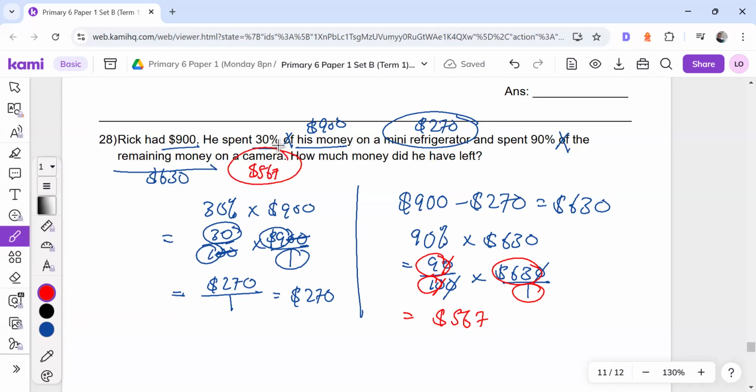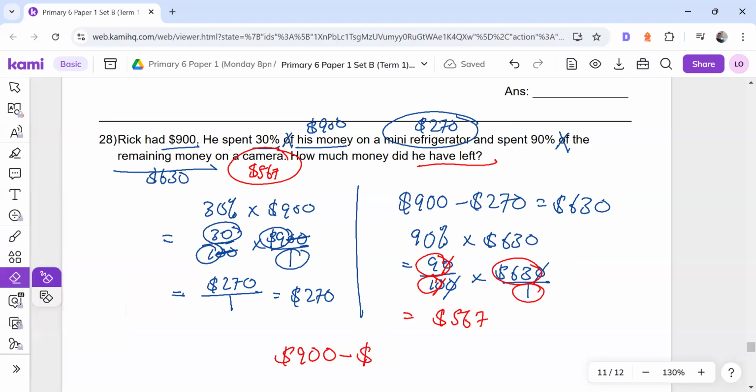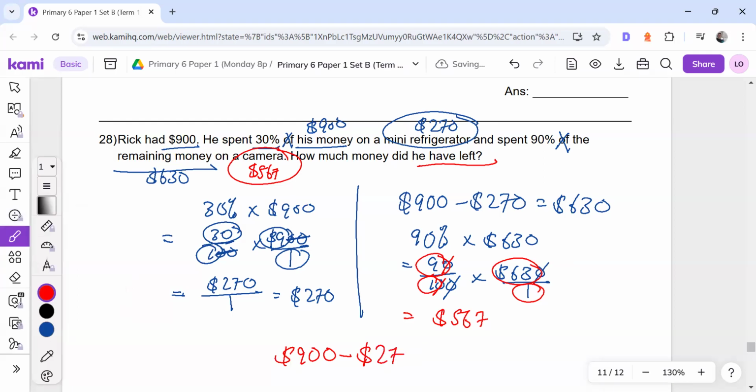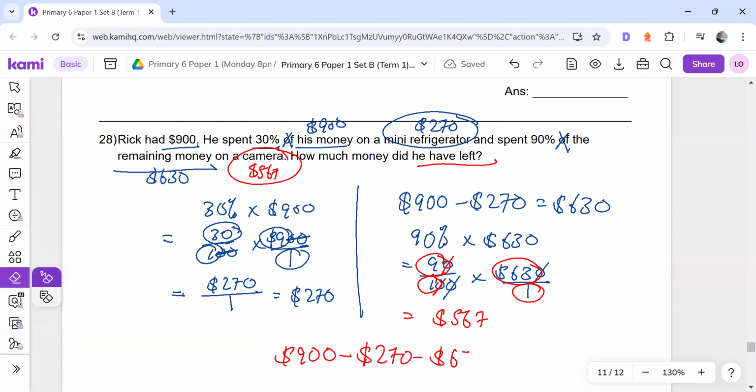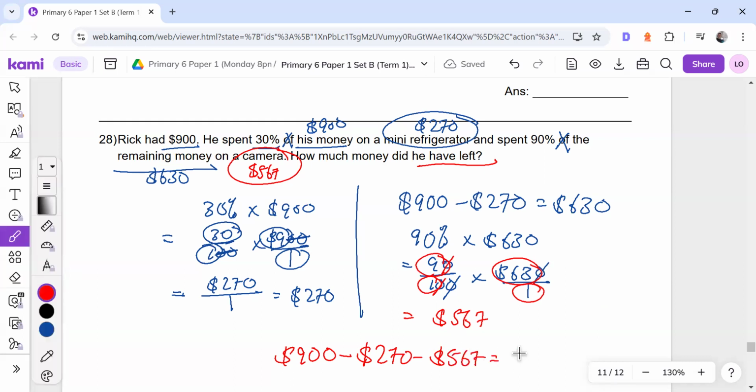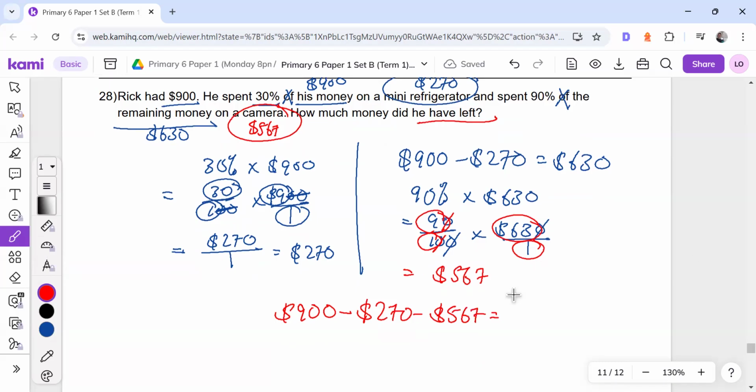Oh, wow. Okay. And now can you find the money left? Then you take $900, go and minus the refrigerator. The refrigerator is $270. Go and minus the camera. All right. And then you will get the leftover. So how much is the leftover? So your answer should be $63 left.